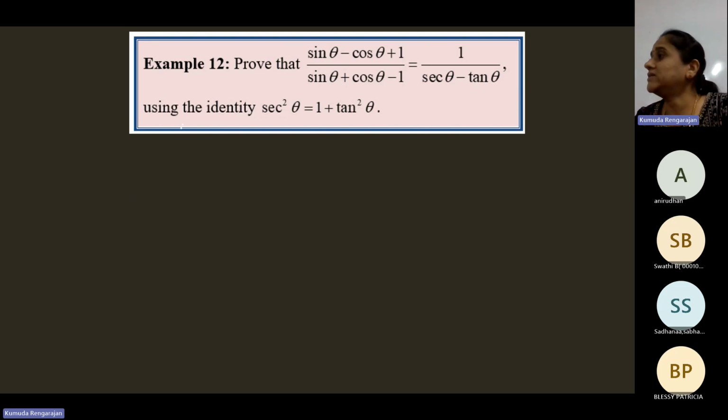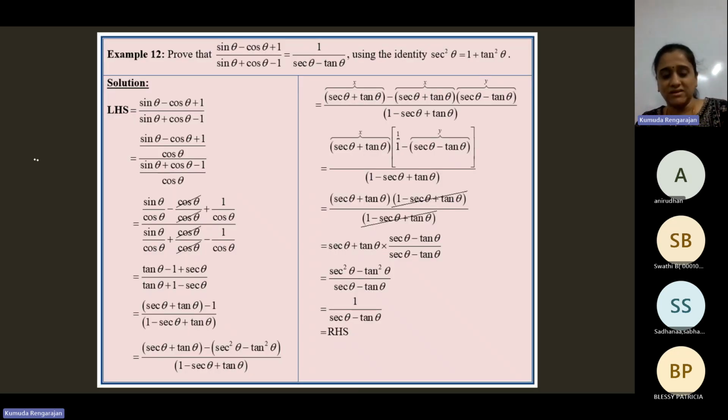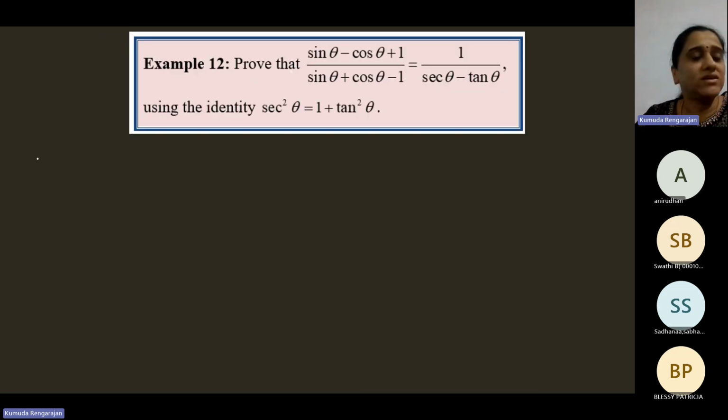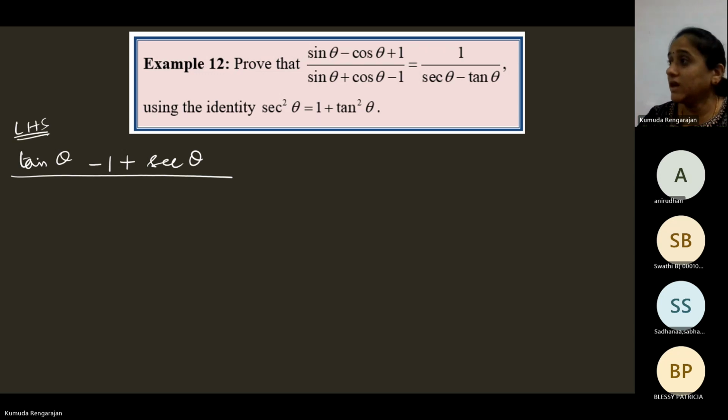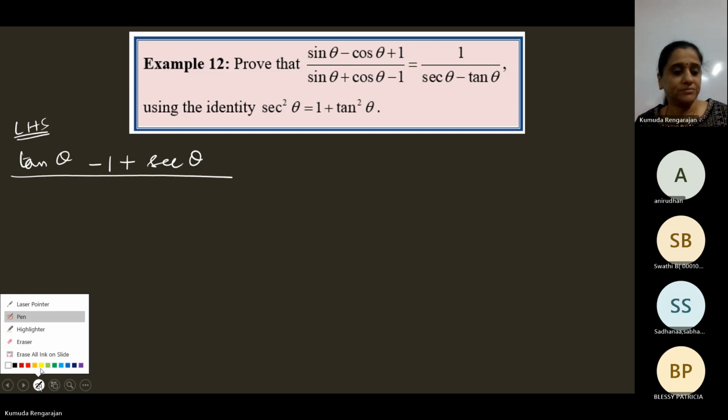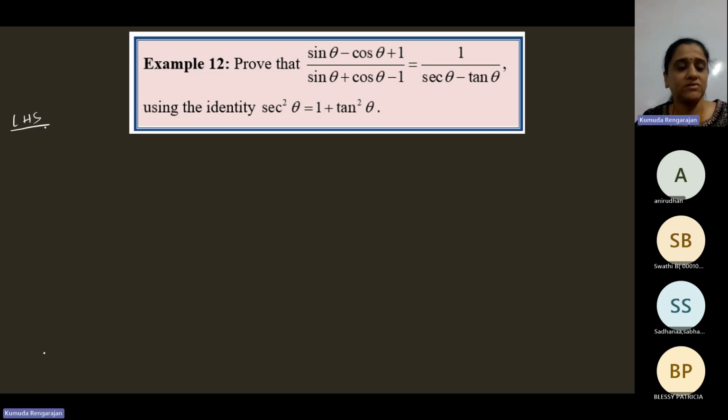Okay, we need to divide the numerator and denominator by cos theta. All right? We have all the steps here. Now we'll just do it roughly. Sine by cos is tan theta, minus cos by cos is 1, plus 1 by cos is secant. I'm doing the LHS. All of you following? LHS is sine theta minus cos theta plus 1. We're dividing this one by cos theta.